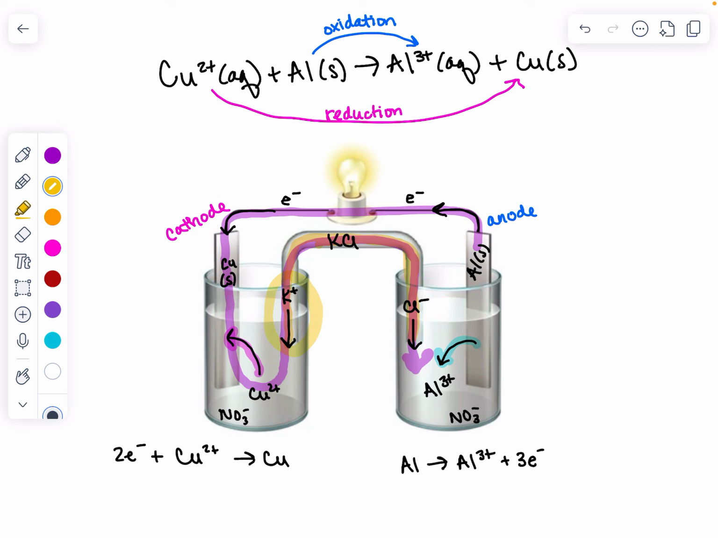And that's how you would label and diagram an electrochemical cell. This is known as a galvanic cell because this reaction is happening spontaneously. There's no input of electrical current.